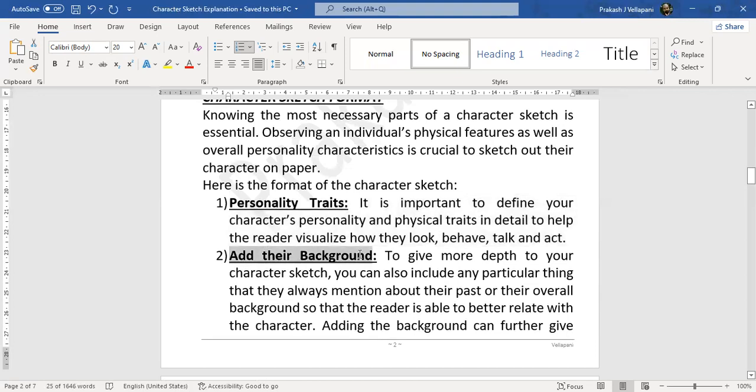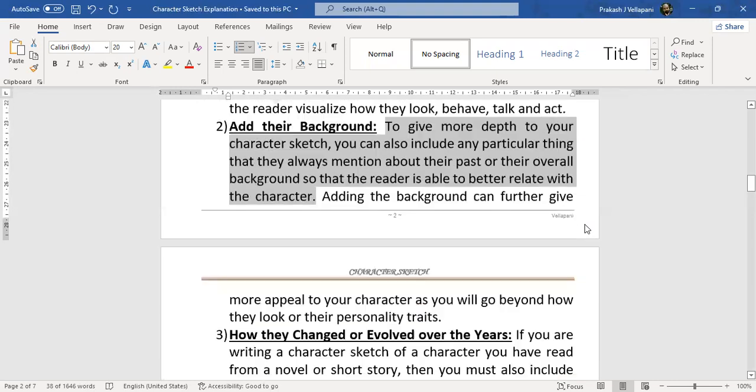Next, add their background. To give more depth to your character sketch, you can also include any particular thing that they always mention about their past and overall character, or their overall background, so that the reader is able to better relate with the character. A brief description of the character's background is needed so that the reader is able to visualize where the character comes from. What was their background? What is it that makes them react to certain situations?